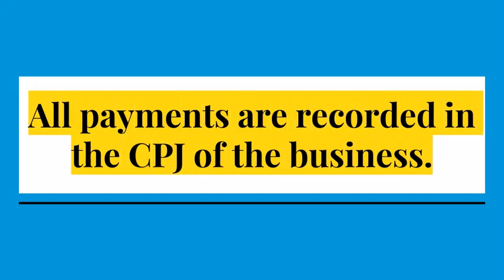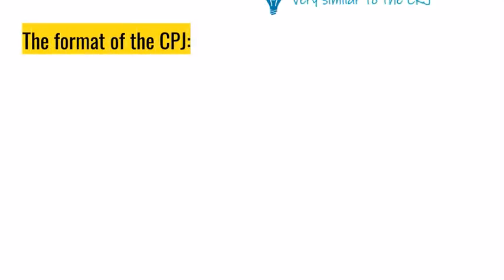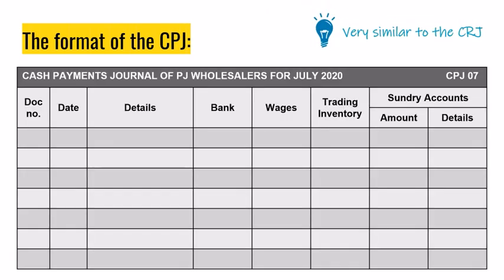All payments are recorded in what we call the cash payments journal, or in short, the CPJ. You will see that it's actually very similar to the CRJ. Okay, so it looks like this. At the top, it has the heading that says Cash Payments Journal of the business, whoever the business is, for July 2020, or for the month and the year.